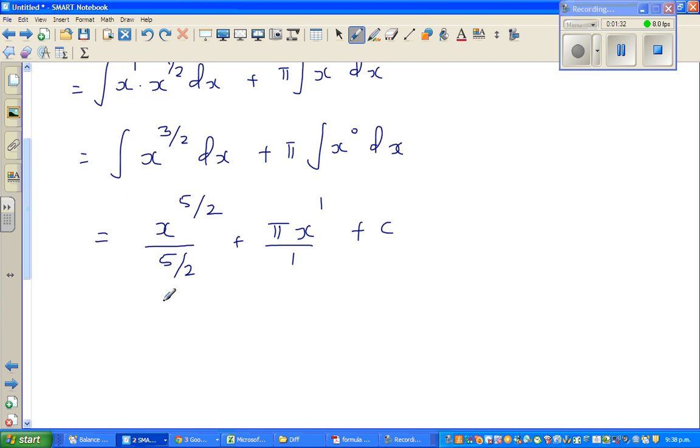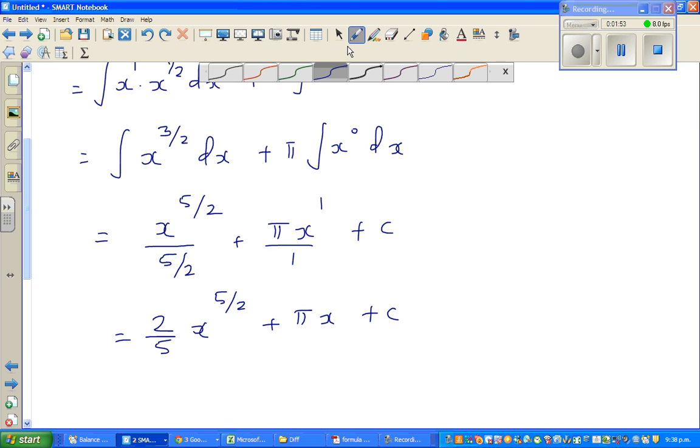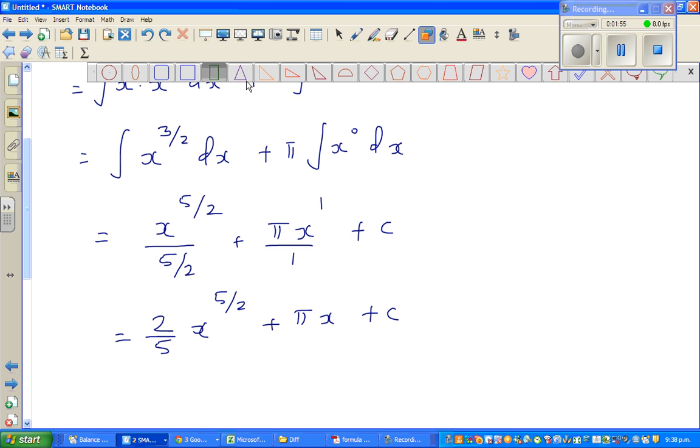Okay, many of those things you may think are very simple. I did not write 1 here, but I'm explaining the logic behind it. So dividing by 5 halves is the same as multiplying by 2 fifths. 2 fifths x to the power 5 halves plus pi x plus c. So this is a perfect answer, and you can be really happy about your answer.